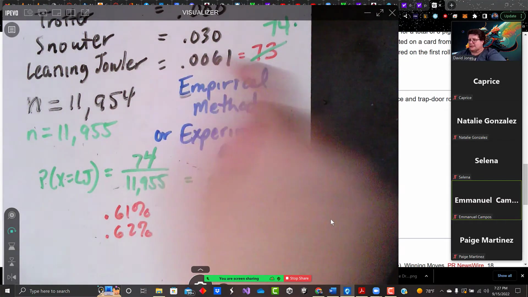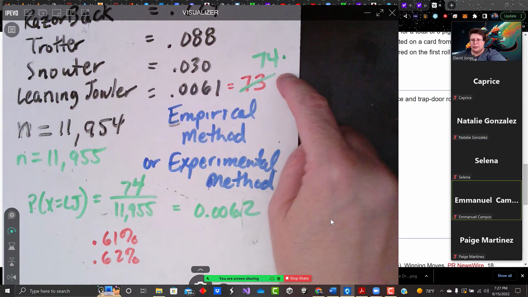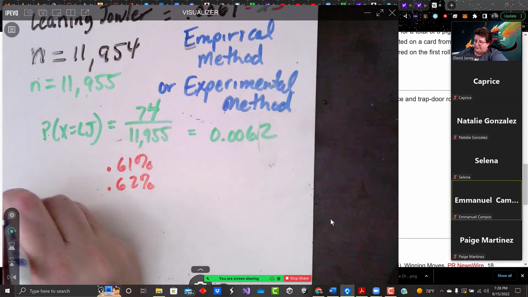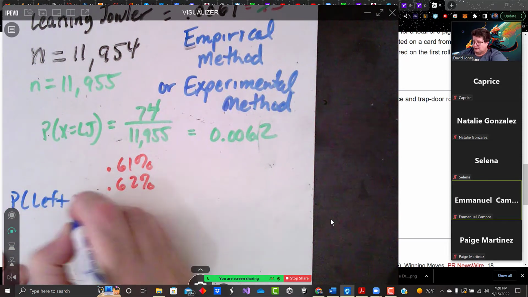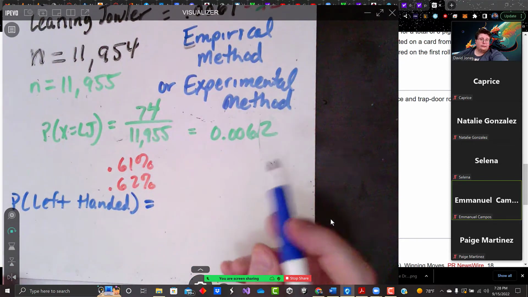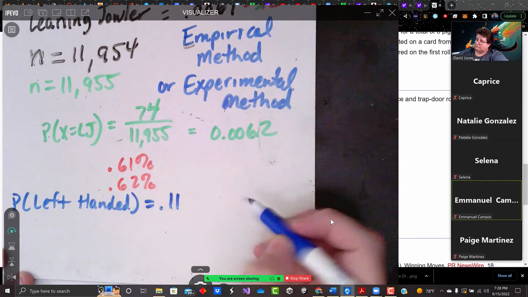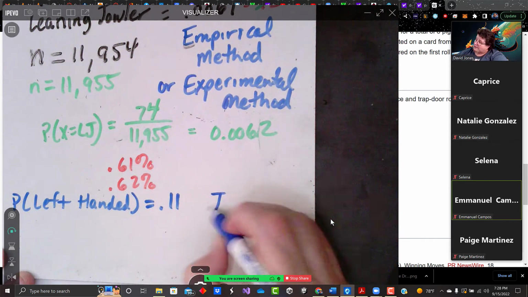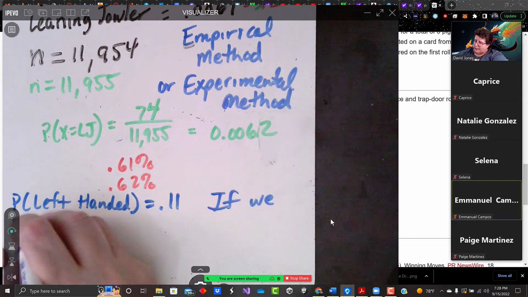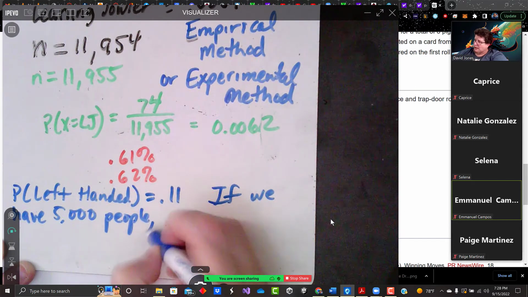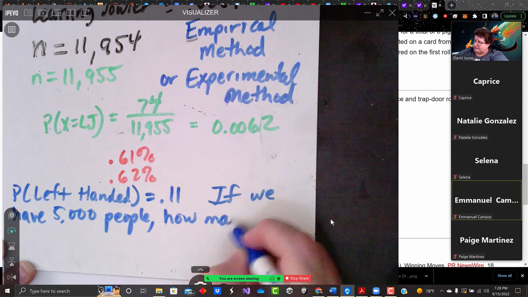So you'll see stuff like this where I calculated how many times were rolled. You'll see stuff like that in the homework. You might see something like the probability of being left-handed is, I don't know, let's say 0.11. If we have 5,000 people, how many can we expect to be left-handed?